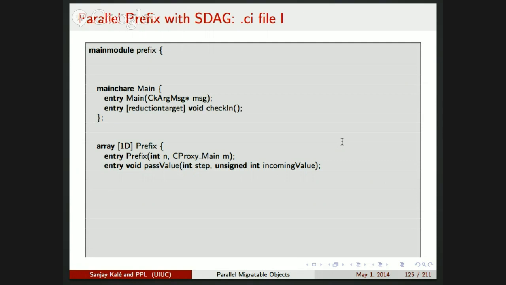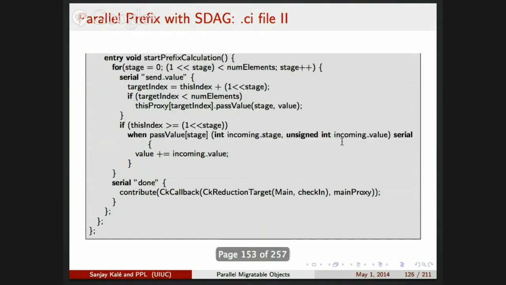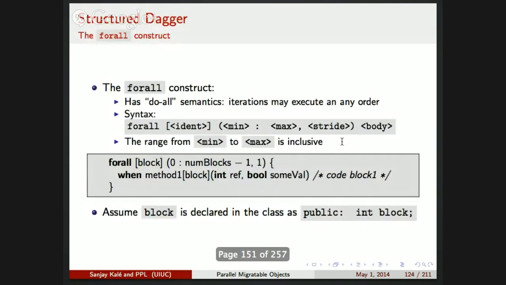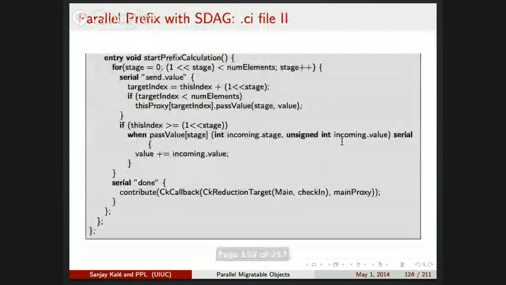There's a parallel prefix example in the tutorial code. We can probably just gloss over that. All the control flow is made explicit. Depending on what stage of the prefix you're in, you will send your value to your neighbor, then wait for the appropriate value from your stage to arrive, increment your value, and after you've gone through all the stages of the parallel prefix, you'll contribute to the done.